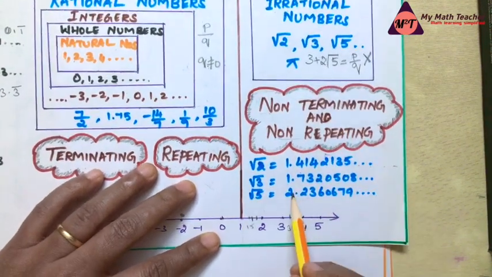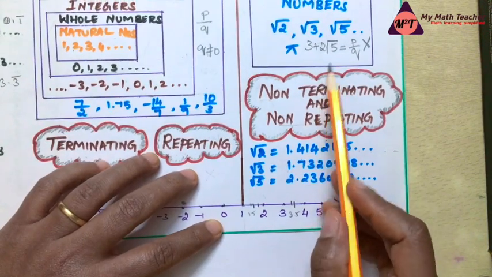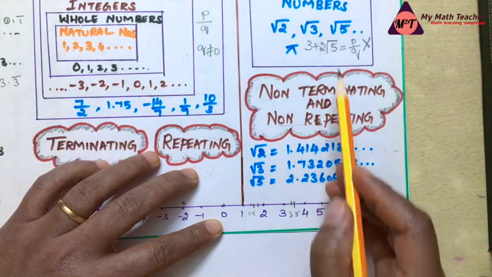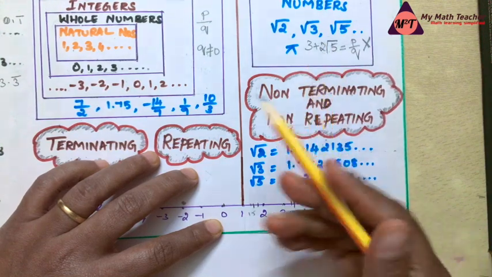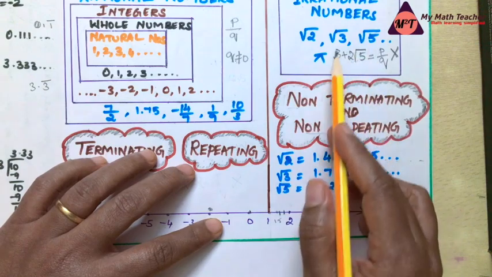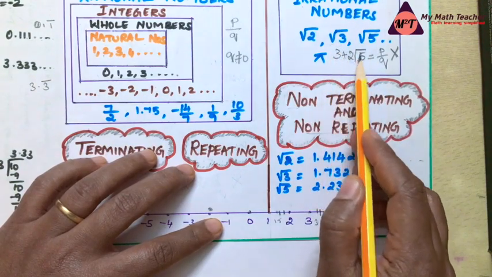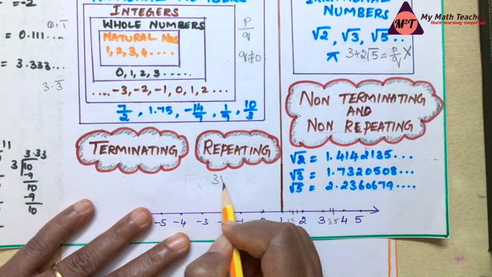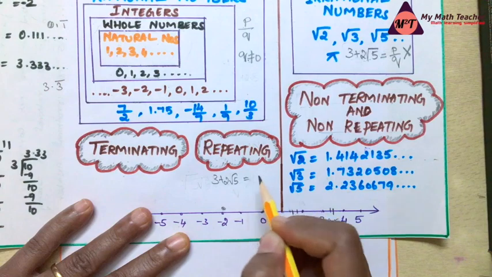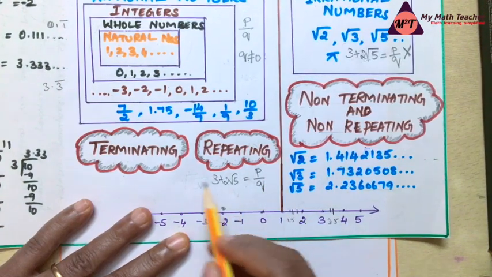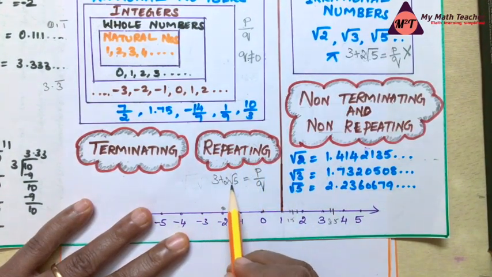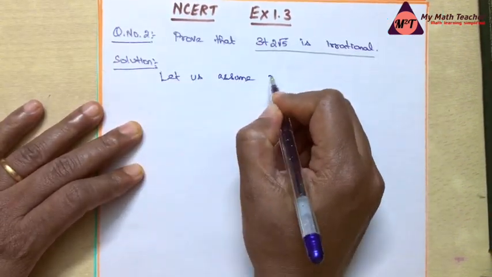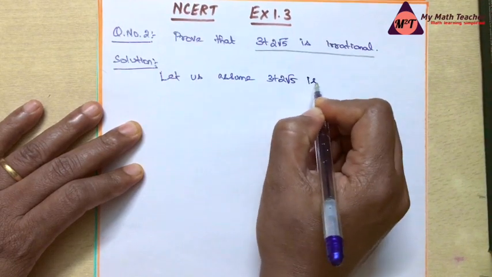So when you multiply this by 2, it will be again the same, non-terminating and non-repeating. The answer when you add with 3 also the same. So as we know this clearly, this 3 plus 2 root 5 is irrational. We are going to assume that 3 plus 2 root 5 can be expressed in p by q form. That is, we are going to assume this as a rational number. We can write like this: 3 plus 2 root 5 is rational.